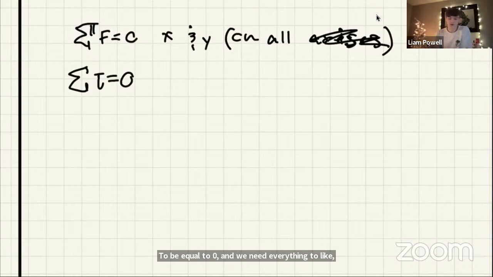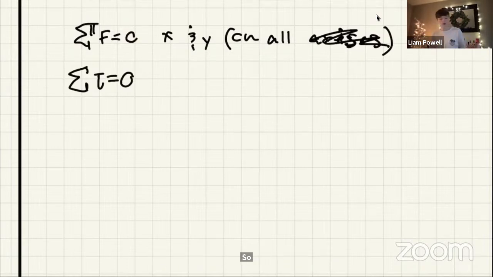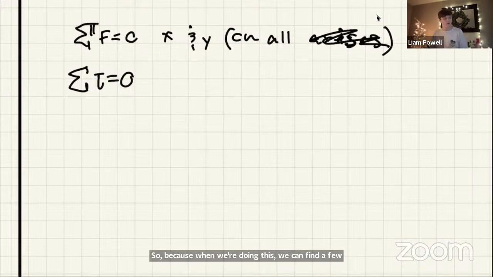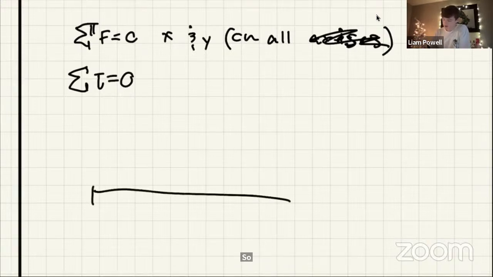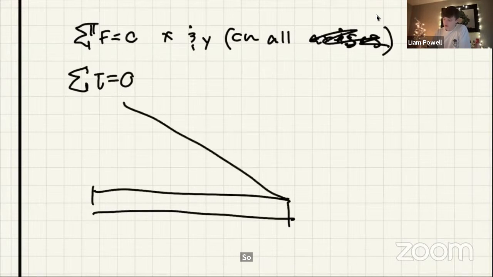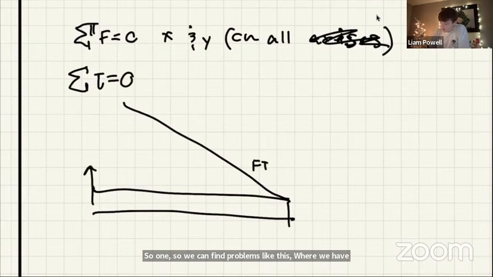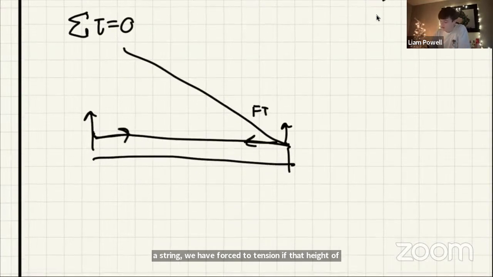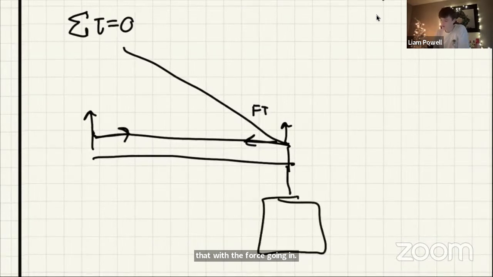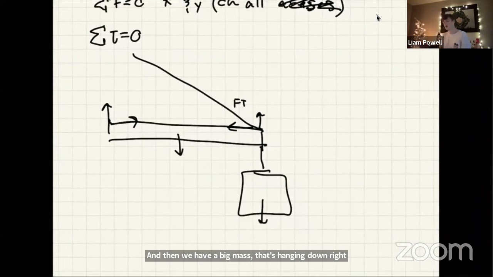When we're doing this, we can find a few things. So we can find problems like this, where we have a string, we have force due to tension, we have the height of that, we have the force going in, and then we have a big mass that's hanging down right here, and then we have the force down right here. So we can do a lot of things with this.